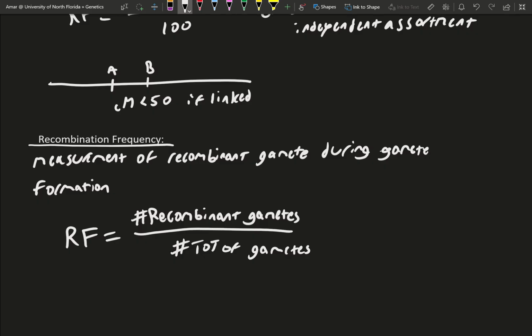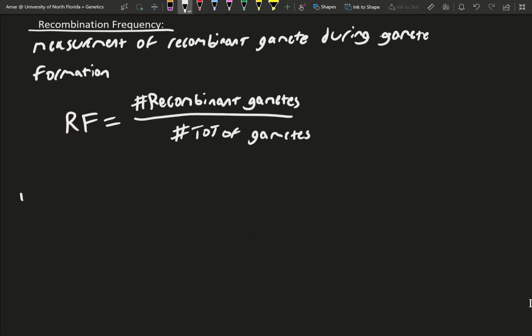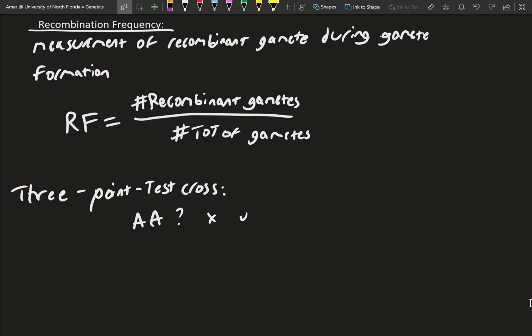And typically the way you actually determine these is you're going to use something called a 3-point test cross. We've already talked about what a test cross was way back in the beginning, but essentially this is a test cross that has 3 different genes involved. We can simplify by just doing a single test cross, big A, big A. If you have an unknown genotype on the left and you're crossing it with an all recessive individual, this will be something called a test cross.